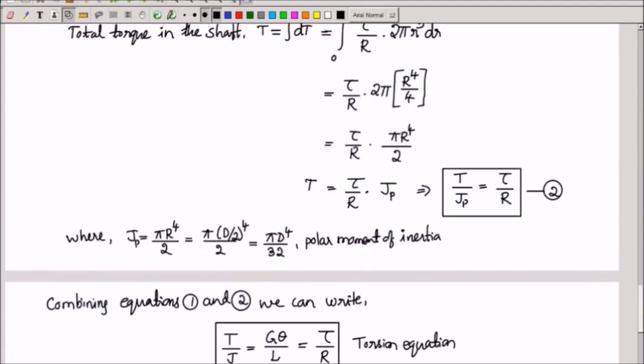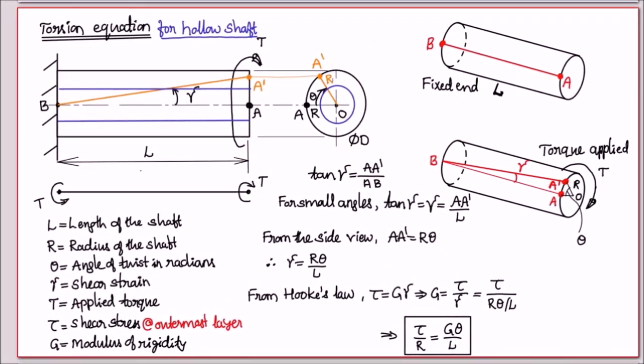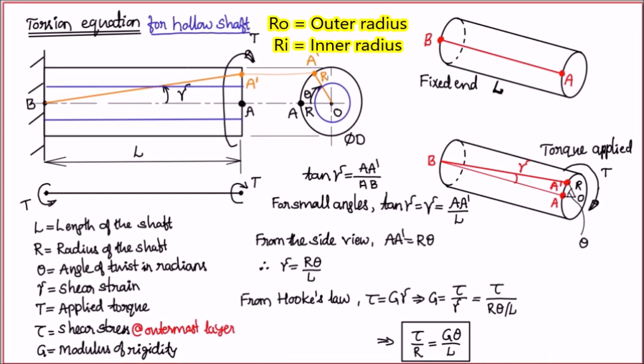Now what will happen if it is a hollow shaft? If we consider a hollow shaft, what will happen? What are the differences that you get? If it is a hollow shaft, then here this would have been R naught into theta.